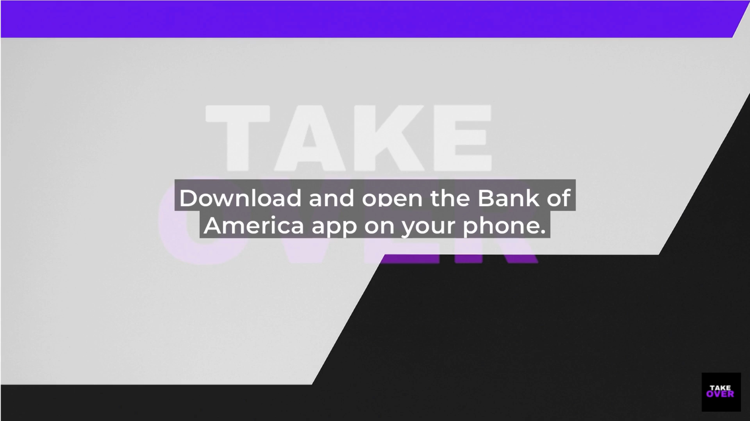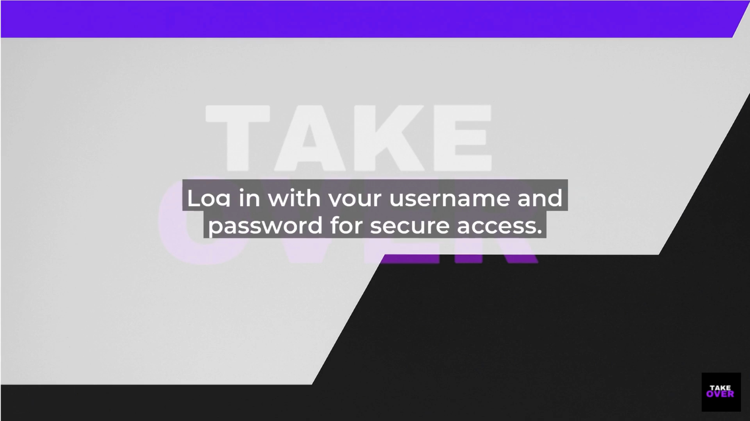Now, once you're logged in, navigate to the main menu. Look for the Transfers or Zelle section. It's usually easy to find, often with an icon that looks like a money transfer symbol. Tap on Zelle to get started. The app will guide you through enrollment.